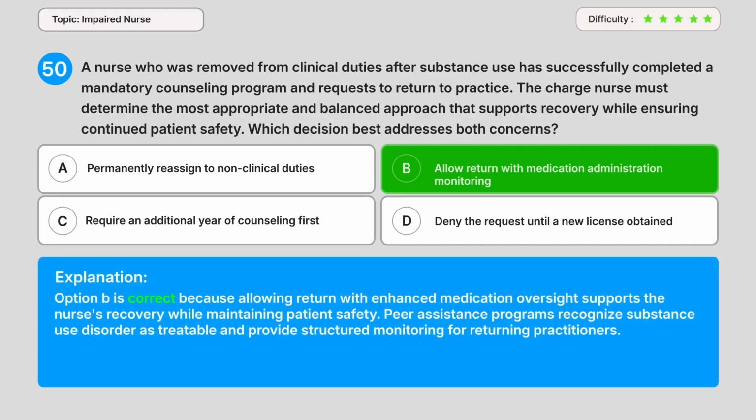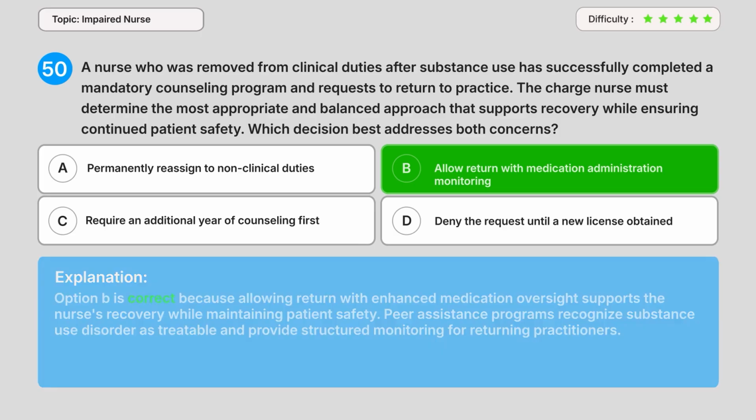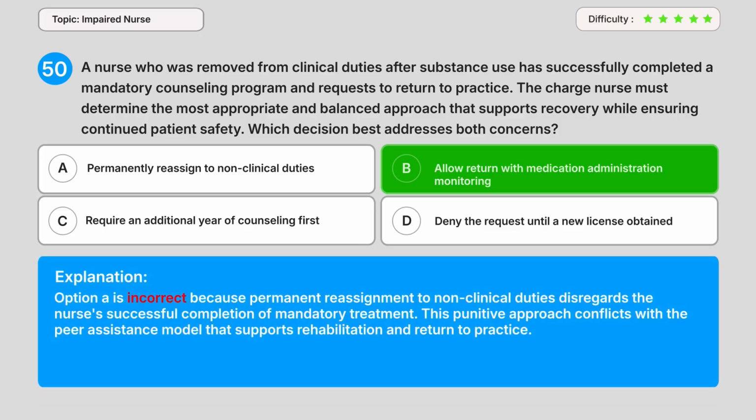Explanation. Option B is correct because allowing return with enhanced medication oversight supports the nurse's recovery while maintaining patient safety. Peer assistance programs recognise substance use disorder as treatable and provide structured monitoring for returning practitioners. Option A is incorrect because permanent reassignment to non-clinical duties disregards the nurse's successful completion of mandatory treatment. This punitive approach conflicts with the peer assistance model that supports rehabilitation and return to practice.